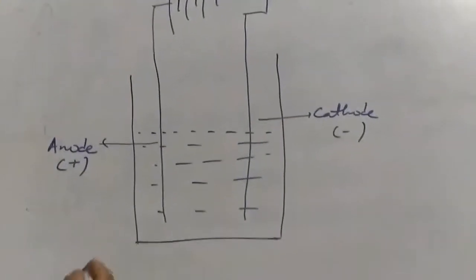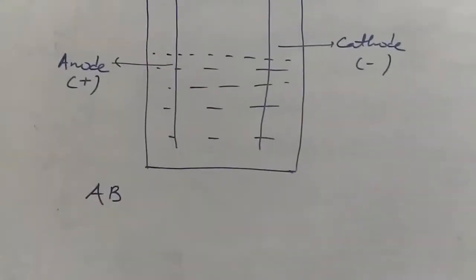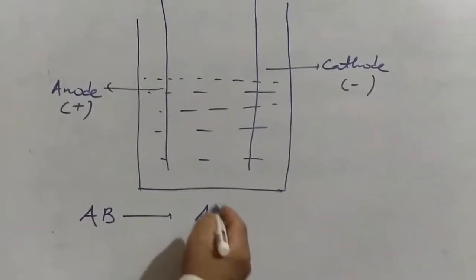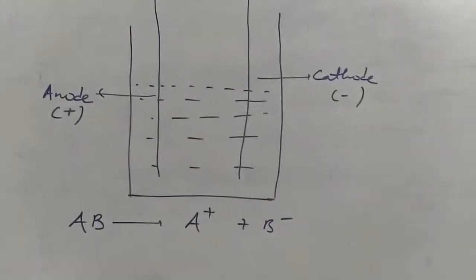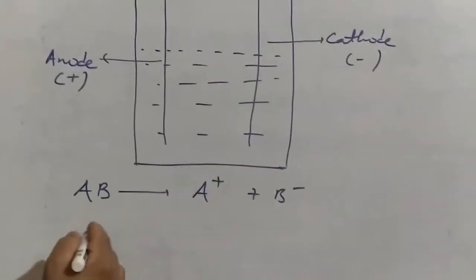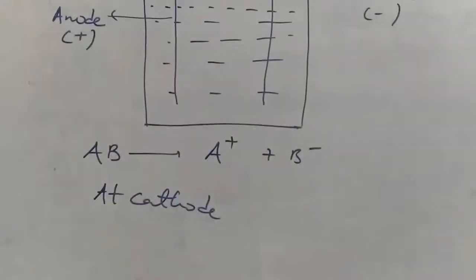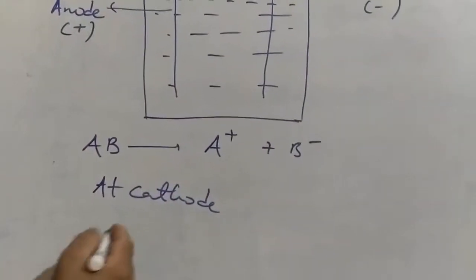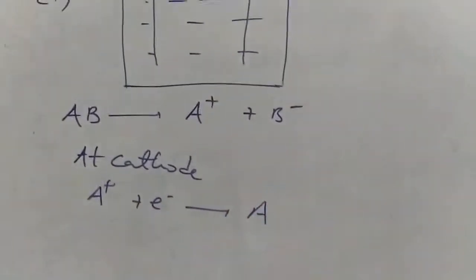Suppose I have a solution of AB. AB is any substance which I have taken, suppose in its aqueous solution. Now AB is going to dissociate into A+ and B-. This A+ has a positive charge, so it definitely moves towards the negative charge, which means the cathode. So at the cathode, A+ is moving towards the cathode, and as you know, at the cathode reduction always takes place. So A+ captures an electron, and A is formed.